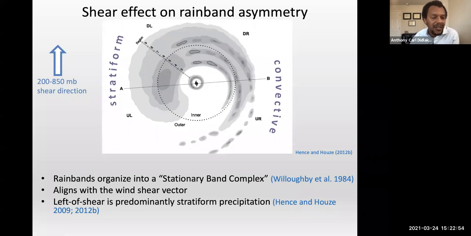If you have a wind shear vector that is pointing up here, these rainbands tend to organize into a stationary band complex where you have more predominant convective precipitation on the right-hand side, right of the shear vector. And as the convection matures and decays, it collapses into predominantly stratiform precipitation left of the shear vector. And this rainband complex always tends to be aligned with the wind shear, as long as the wind shear is sufficiently strong.